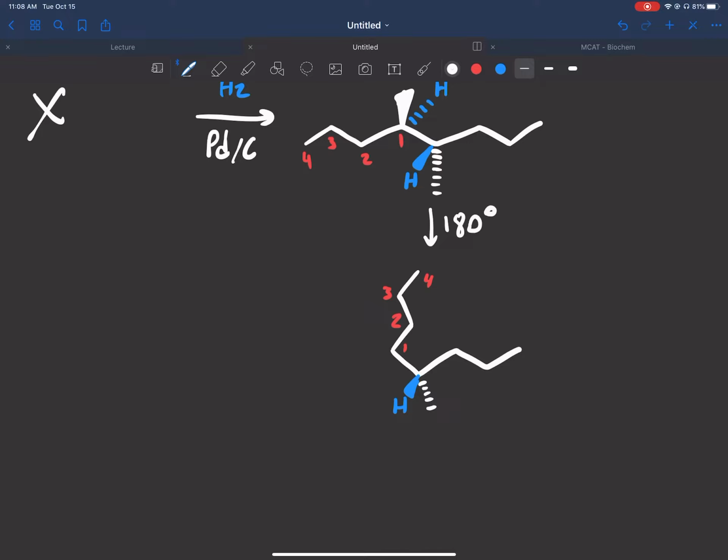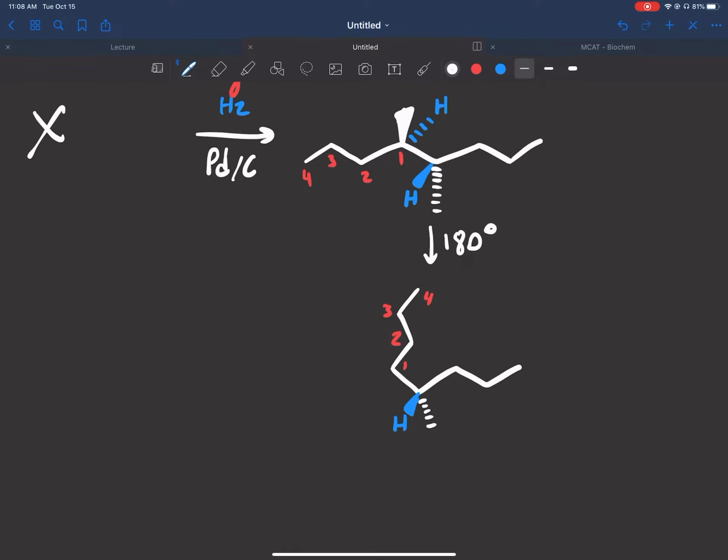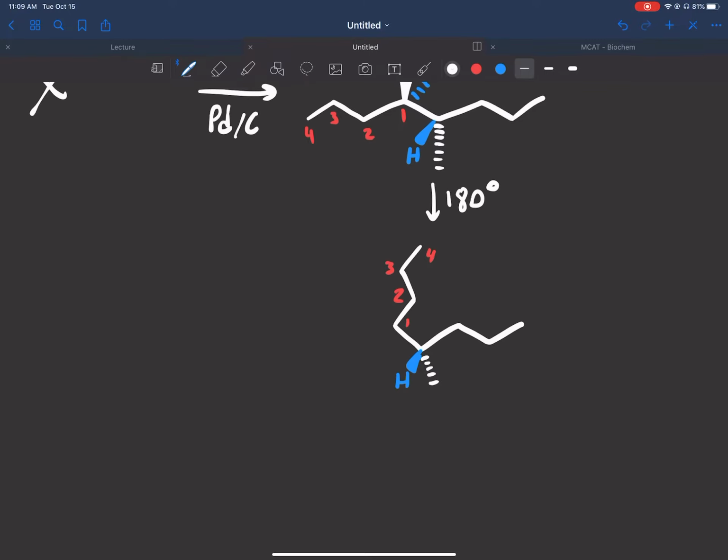Now, in terms of wedged and dashed, think about it for a moment. Let's look at the wedged carbon. It's pointing upwards and wedged, which means it's coming at you. So take a pen and orient it so that the tip of the pen is aimed right at your face, coming upwards. And now take that pen and rotate 180 degrees, and so it's going to be now pointing down and away from you. Away from you means dashed. So that carbon is now going to be dashed and down.